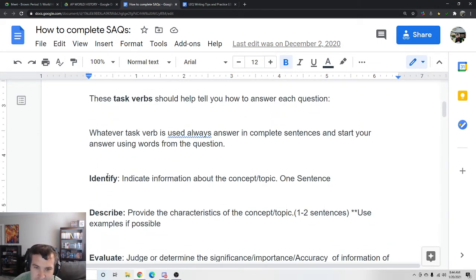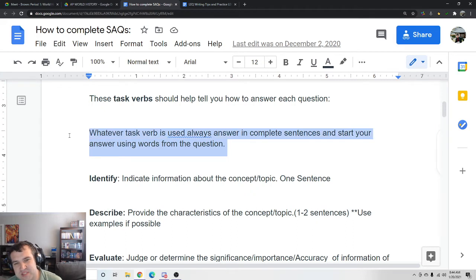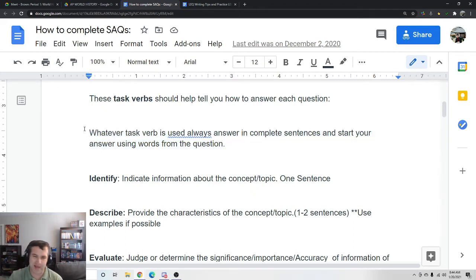Okay, and then I'll get into the task verbs, but whatever task verb is used, always answer in complete sentences and start your answer using words from the question. And this is just a tip from Mr. Brown, because I've definitely read plenty of times where kids just kind of jump ahead of the game and they answer the question inappropriately or they phrase it in a bad way. When you use complete sentences and when you use the words from the question, you're almost guaranteeing yourself to answer the question properly. So that is my absolute recommendation.